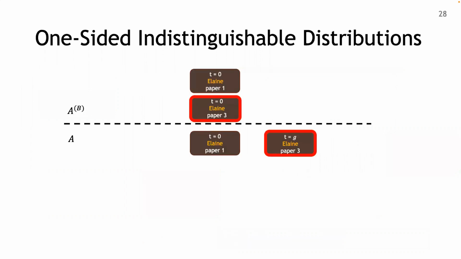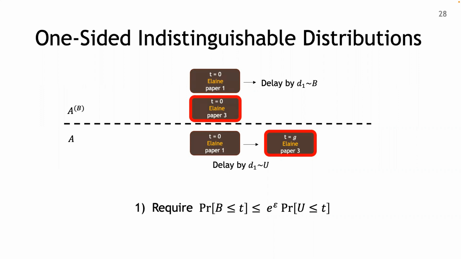Okay, so we'll show that if the distributions satisfy some property, we'll call it being one-sided and indistinguishable with properties epsilon and G, then that's sufficient for preserving privacy given our one-sided DP definition. So what our mechanism will do, for this first comment from a lane at time equals 0, is delay by D1 drawn from distribution B on input AB. And on input A, it'll draw D1 distributed according to U, because it's an unbatched comment there. So we want to require that distribution B is quite similar to distribution U up to this factor e to the epsilon.